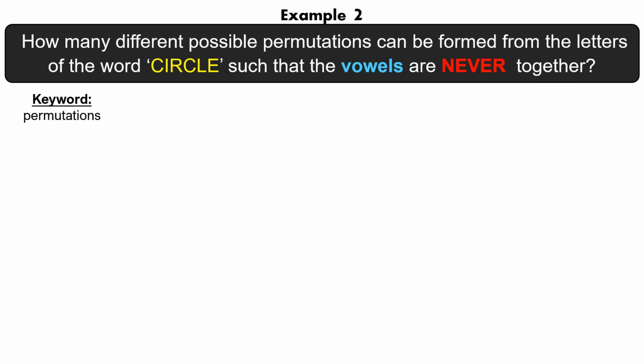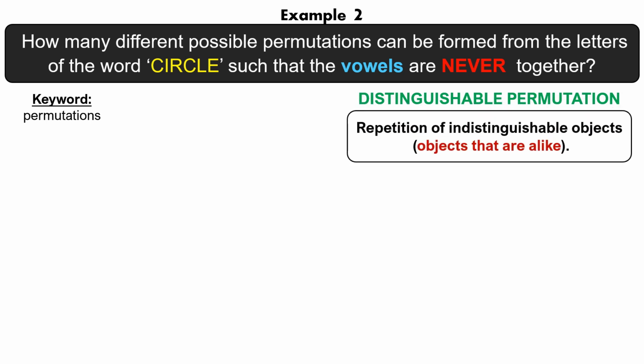And this is a kind of distinguishable permutation. Recap ko lang ng konti the concept about distinguishable. Distinguishable permutation is a repetition of indistinguishable objects, or objects that are alike. Like in the word circle, it has two letters that occurs twice, or the same. So we cannot distinguish the two letters that are alike.